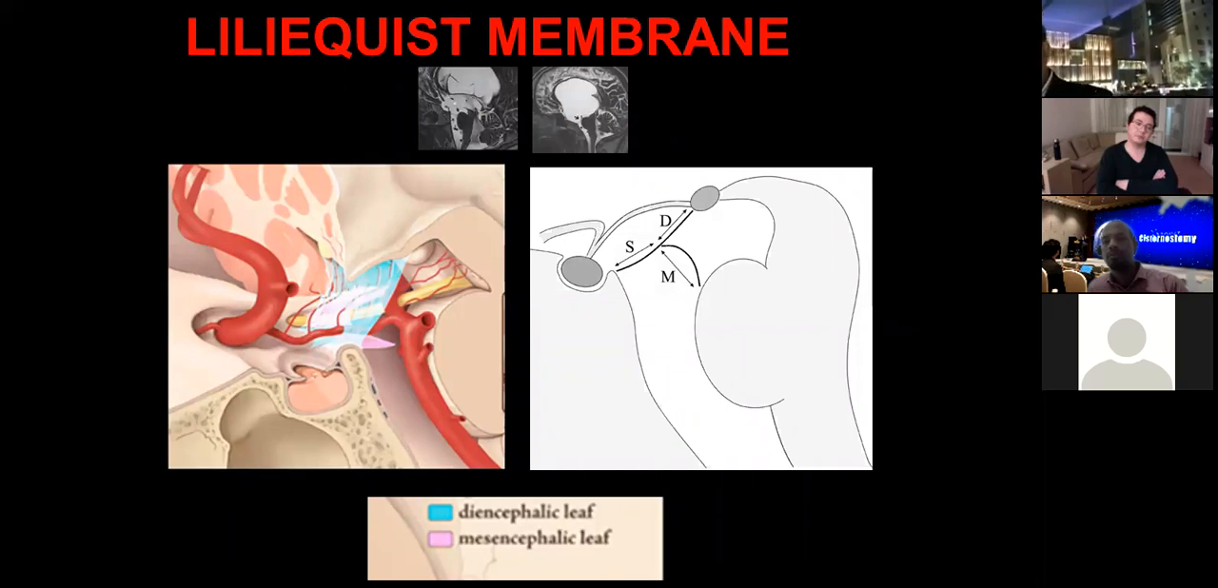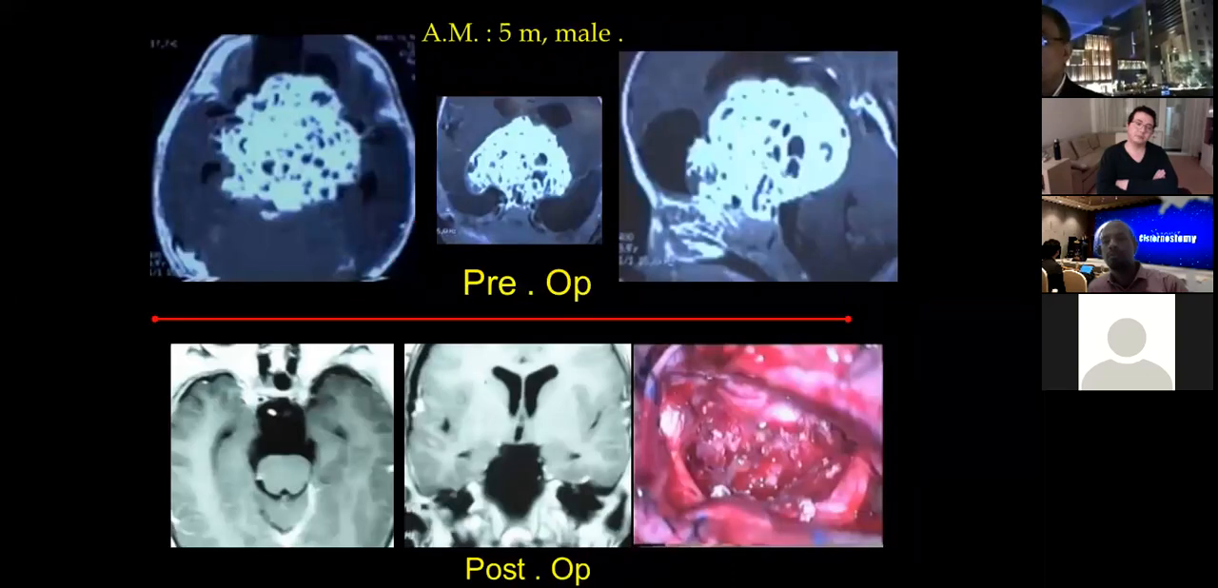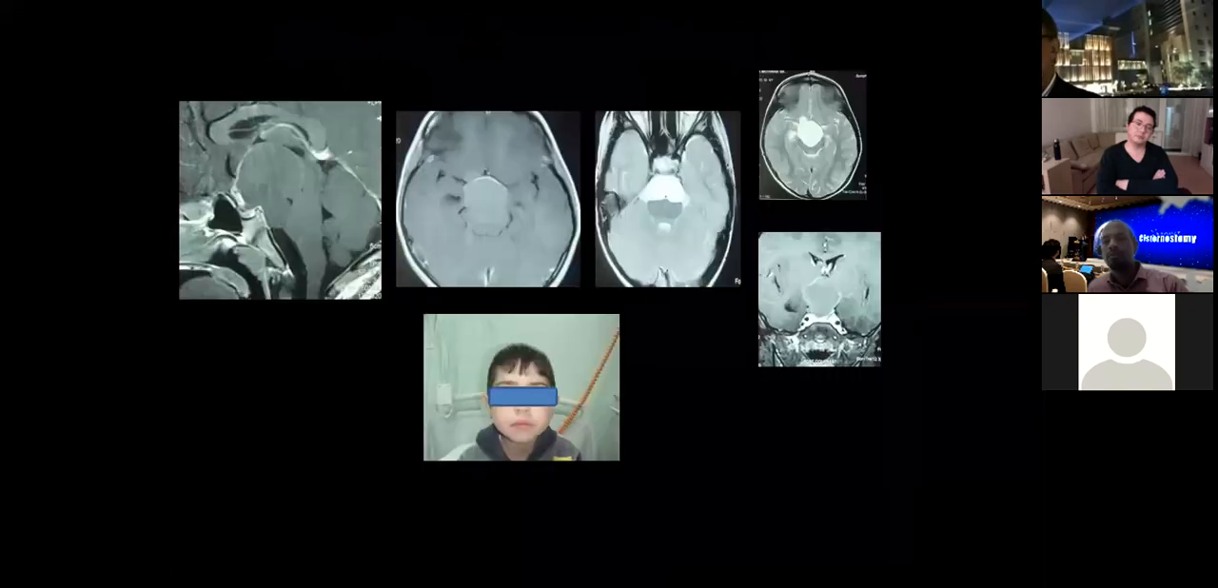Liliequist is a surgeon from Sweden, and he discovered this membrane, which is made of two leaflets, the upper leaflet and the lower leaflet. You have to know it by heart, how to find the Liliequist. Some of my cases, I call this Hiroshima and Nagasaki of craniopharyngiomas. It looks like Hiroshima, actually. You go for biopsy here? No, you go for radical excision.